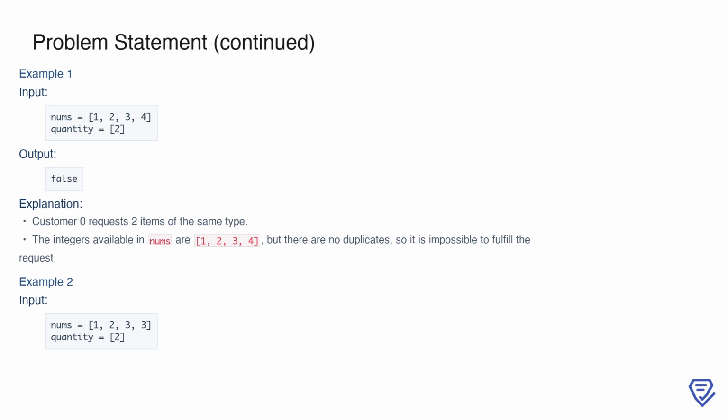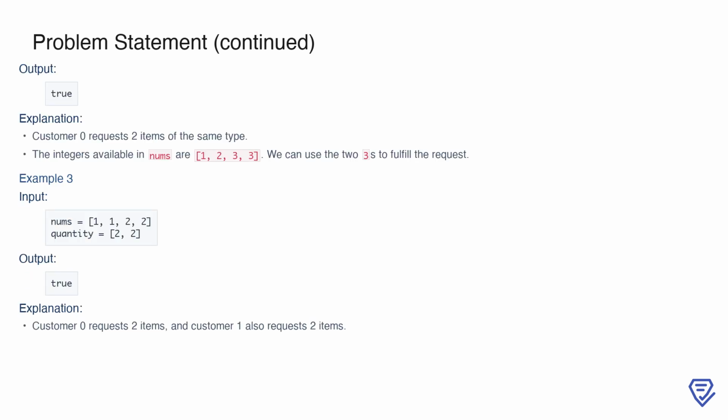Now, take the second example with nums equals 1, 2, 3, 3, and quantity equals 2. In this case, there are two occurrences of the integer 3 in nums, which can be used to satisfy the request for two items of the same type. Therefore, the output is true because the distribution is feasible.